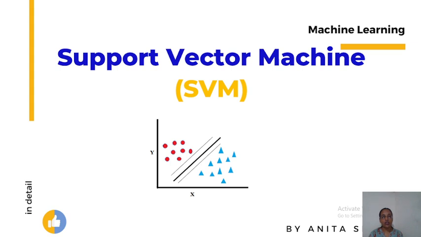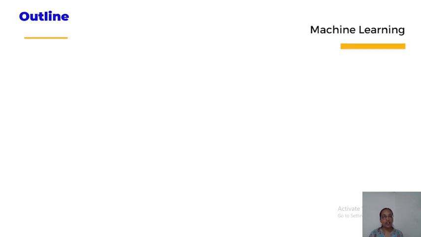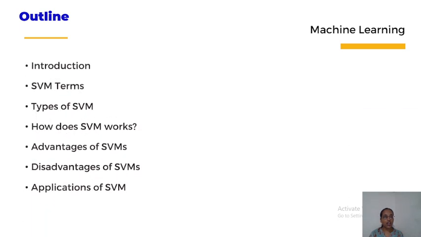In this video, we will understand the support vector machine in detail. So let's get started. This is the outline of today's video. First we will understand what is SVM. Then we will understand some terms related to the SVM. Then types of the SVM. Then we will see how SVM works, advantages of the SVM, then disadvantages of the SVM, and then we will see some of the applications of the SVM, that is support vector machine.